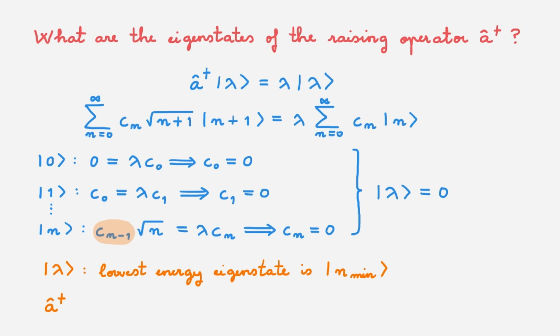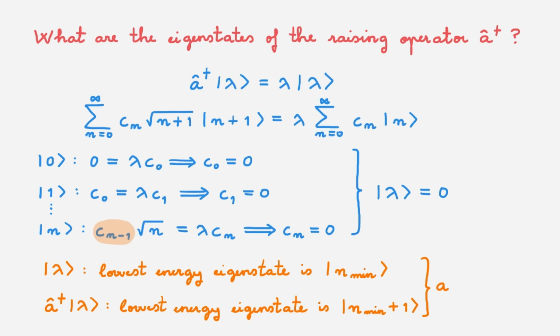When we apply the raising operator on lambda, then each eigenstate will turn into a new eigenstate with an additional quantum of energy. And this means that in A dagger lambda, the lowest energy eigenstate is n-min plus 1. This means that the lowest energy eigenstate in the new state will have one extra quantum of energy compared to the original one, so that the new state, A dagger lambda, can never be proportional to the original state lambda. This intuition confirms that there cannot be eigenstates of the raising operator.